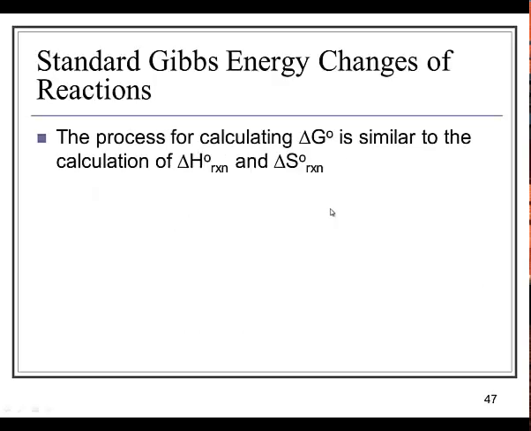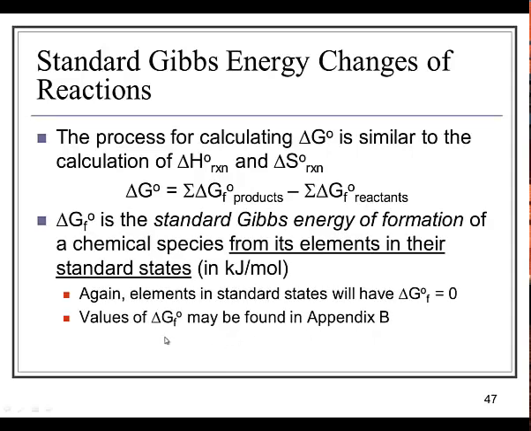The process for calculating delta G is similar to the process of calculating delta H under standard conditions and delta S under standard conditions. You can simply use the tables for the delta G of formation under standard conditions. That's the standard Gibbs energy of formation of a chemical species from its elements in their standard states. Again, just like delta H, elements in their standard states will have a delta G of formation that is equal to zero. So O2, Cl2, F2, iron, aluminum in their standard states do have a delta G of formation that's equal to zero.